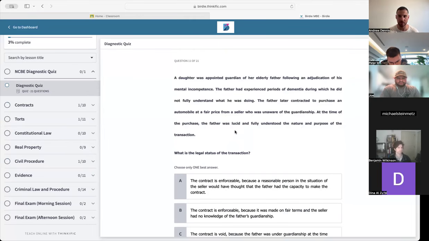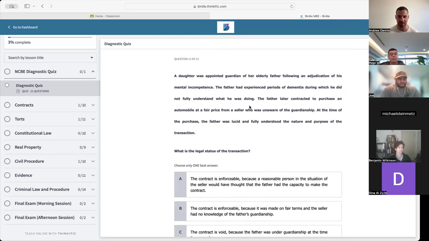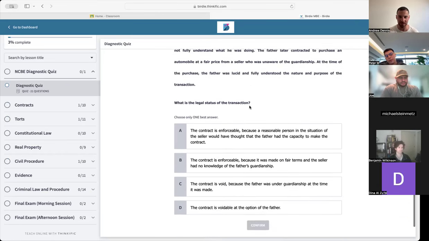A daughter was appointed guardian of her elderly father following an adjudication of his mental incompetence. The father experienced periods of dementia during which he did not fully understand what he was doing. The father later contracted to purchase an automobile at a fair price from a seller who was unaware of the guardianship. At the time of the purchase, the father was lucid and fully understood the nature and purpose of the transaction. What is the legal status of the transaction?